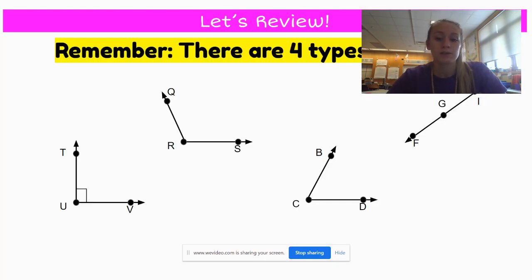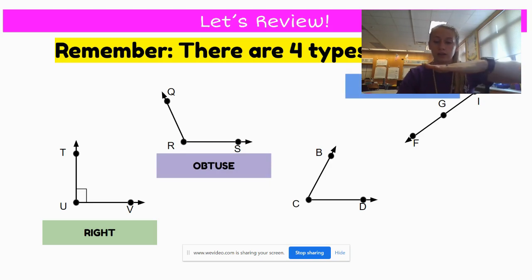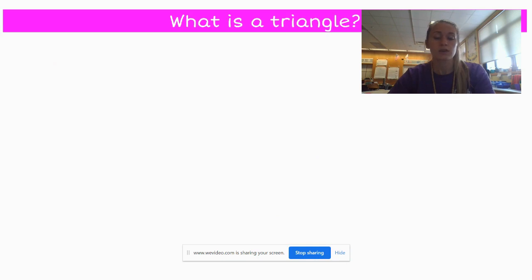Now remember, there are four types of angles. We have a right angle, meaning 90 degrees. Then we have an obtuse angle, meaning more than 90 degrees. We have a straight angle, which is 180 degrees, and we have an acute angle, which is smaller and is less than 90 degrees. So what is a triangle?